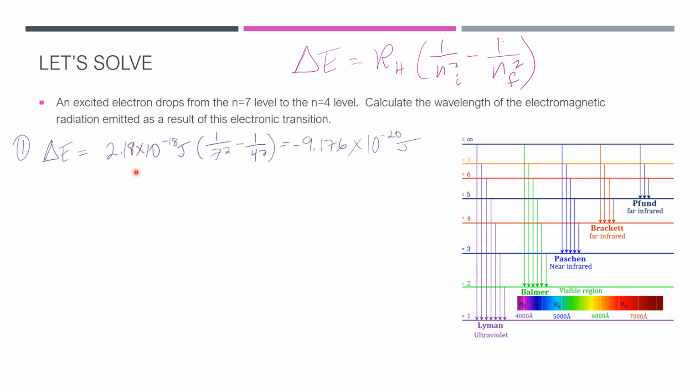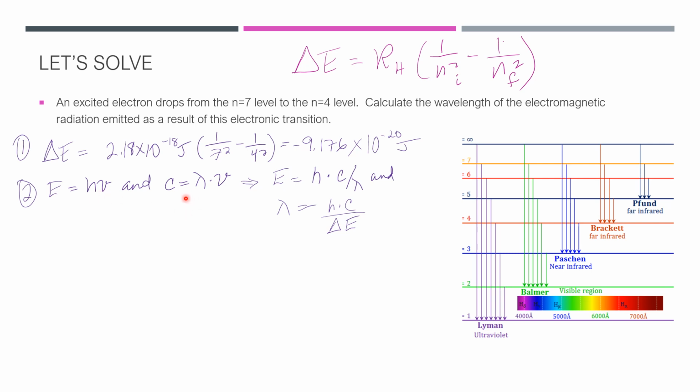When we solve, we note that we get a very small number, a negative 9.176 times 10 to the negative 20 joule. Now, as noted, we just take the absolute value of this. And when we do, we're going to get, of course, just 9.176 times 10 to the negative 20. We can plug that number in here for our E value. And recall that E equals h times the frequency. However, we want our answer to be wavelength.